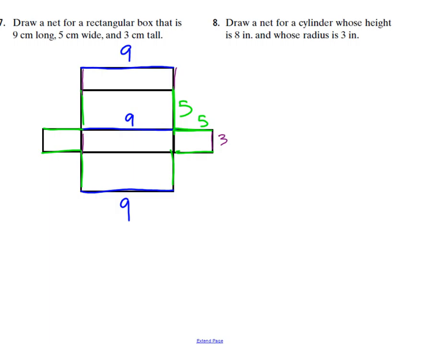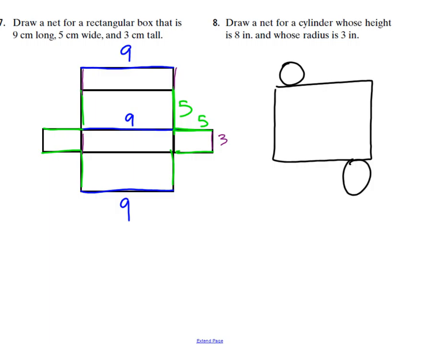Right, how about a net for a cylinder? So what 3 shapes should we draw here? We should have 1 rectangle and 2 circles. Every cylinder's net looks more or less the same. It's just 1 rectangle, 2 circles. That's like number 11.